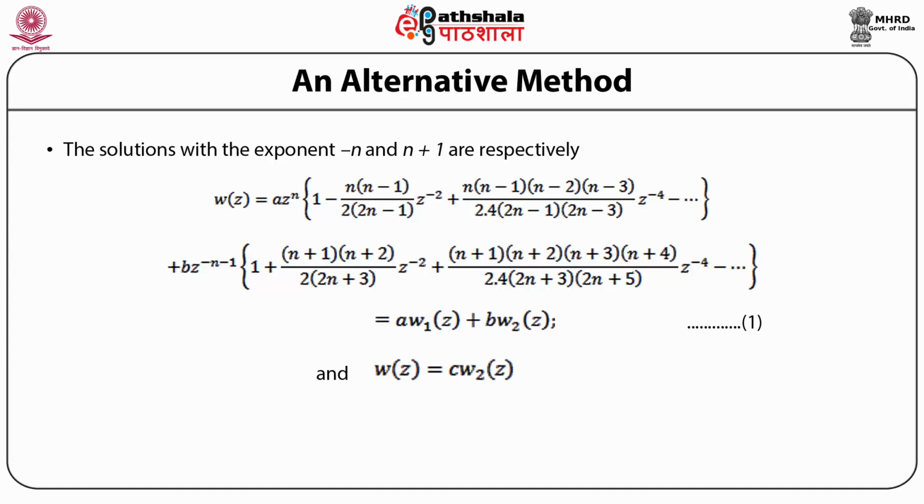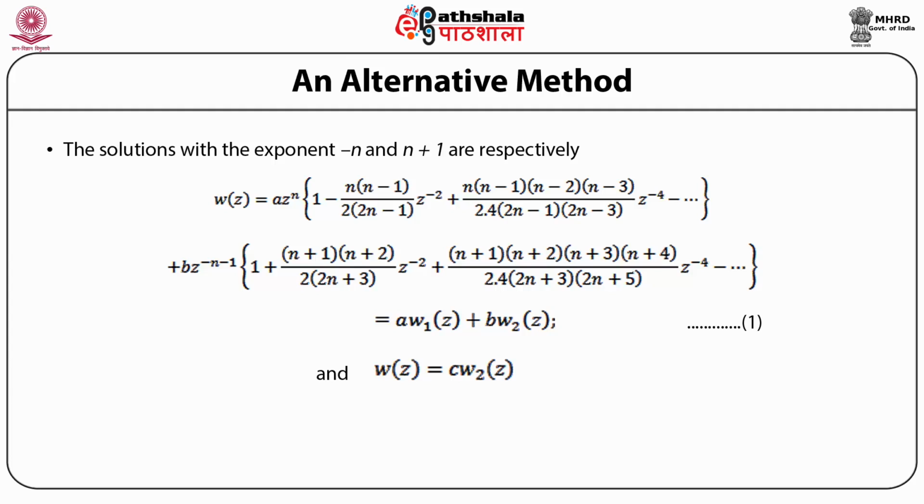plus b into z raised to power minus n minus 1 multiplied by within the brackets 1 plus n plus 1 into n plus 2 into z raised to power minus 2 divided by 2 into 2n plus 3 plus n plus 1 into n plus 2 into n plus 3 into n plus 4 into z raised to power minus 4 divided by 2 into 4 into 2n plus 3 into 2n plus 5 minus and continues so on.